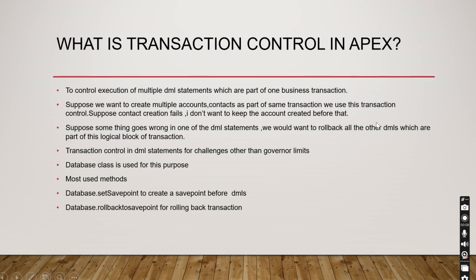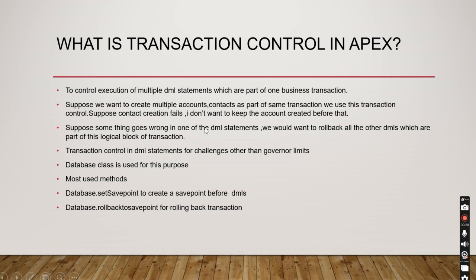Basically, if you have multiple DML statements which are part of one logical business transaction, that is called a complete block of transaction. You want to control those. Suppose, for example, we want to create an account and then create some related contacts as part of the same transaction. We use transaction control.